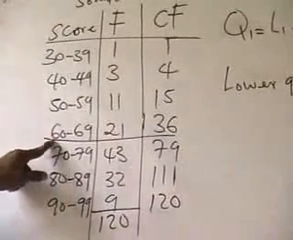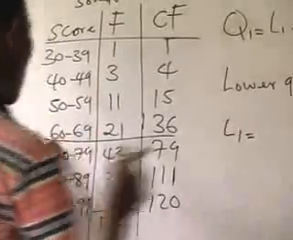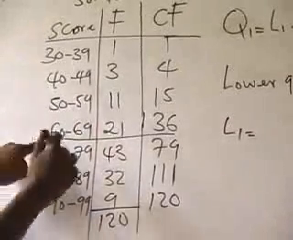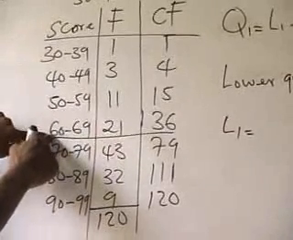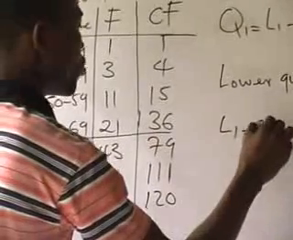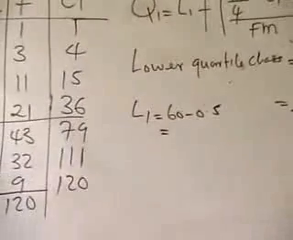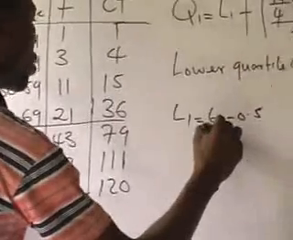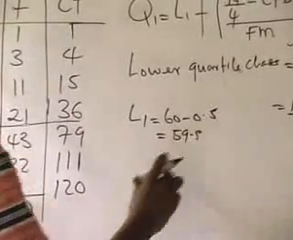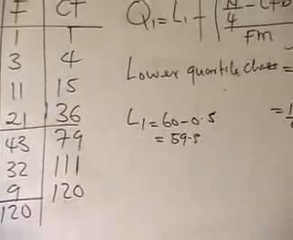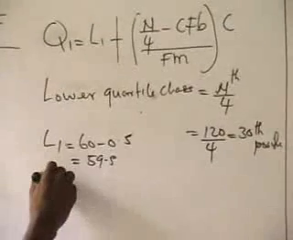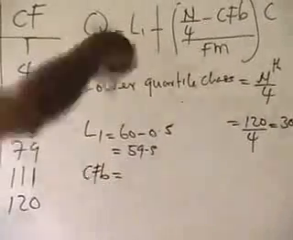Now, since this is the class, our L1 is the lower class minus 0.5. So we say 60 minus 0.5, just like we did under median and mode, if you can still remember. So we have 59.5. That's our L1. After we have gotten our L1, the next one is CFB, cumulative frequency before that class.